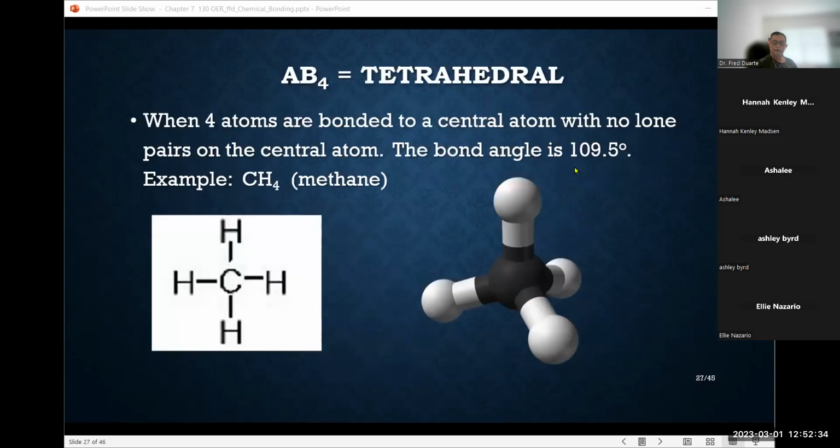We have the standard I talked about at length, the AB4, that's the tetrahedral. The model on the right demonstrates a 2-dimensional model where the black center atom is carbon and the white ones represent the hydrogens.